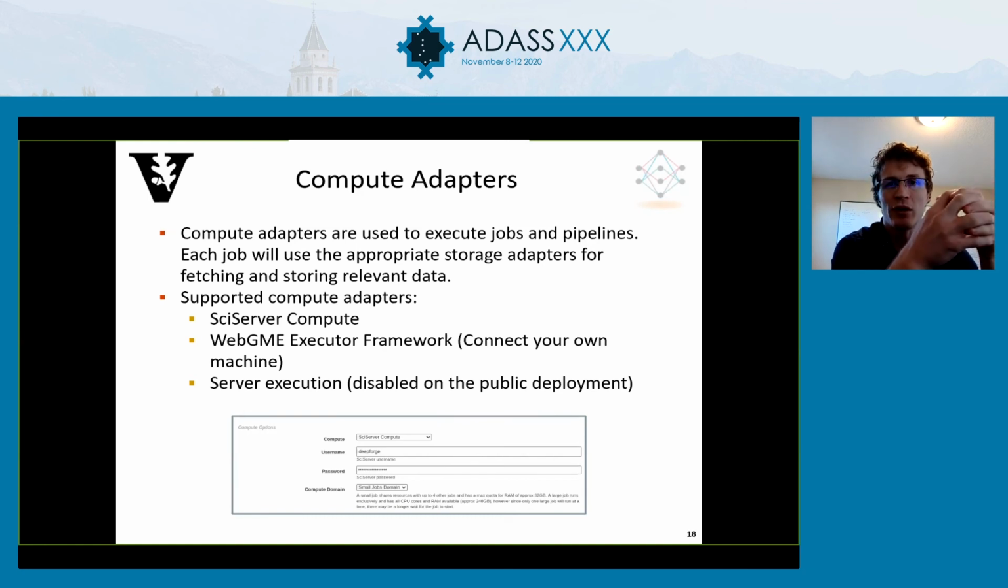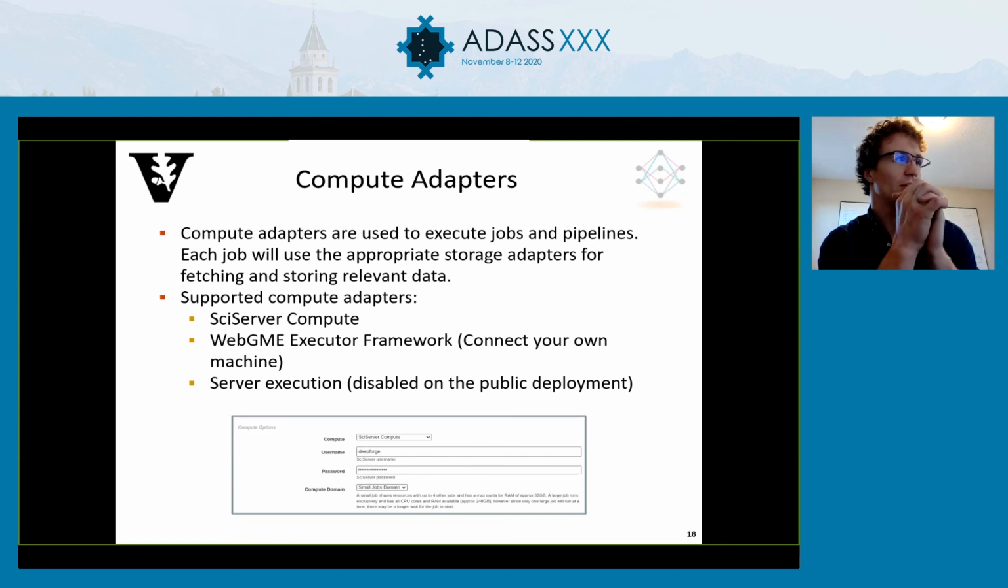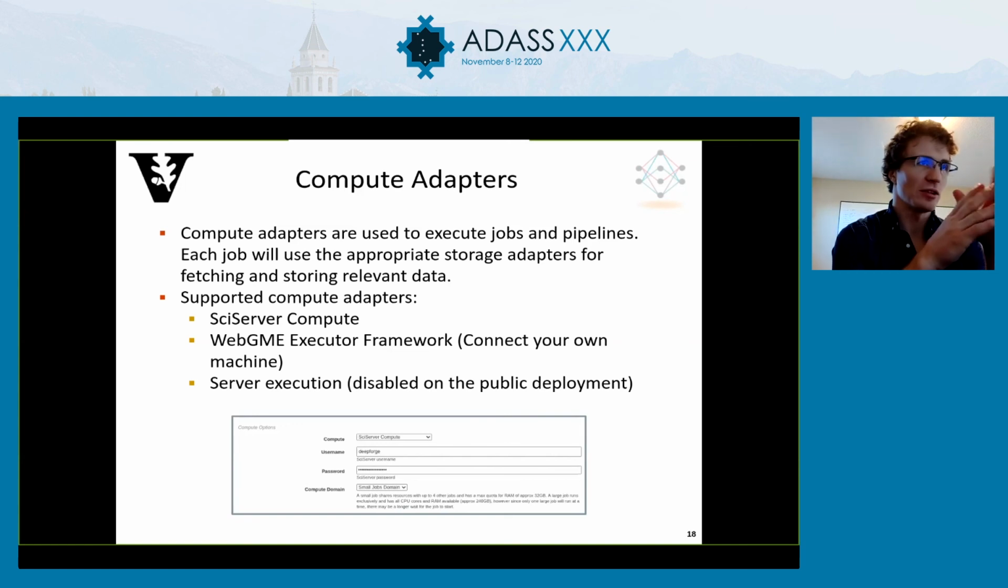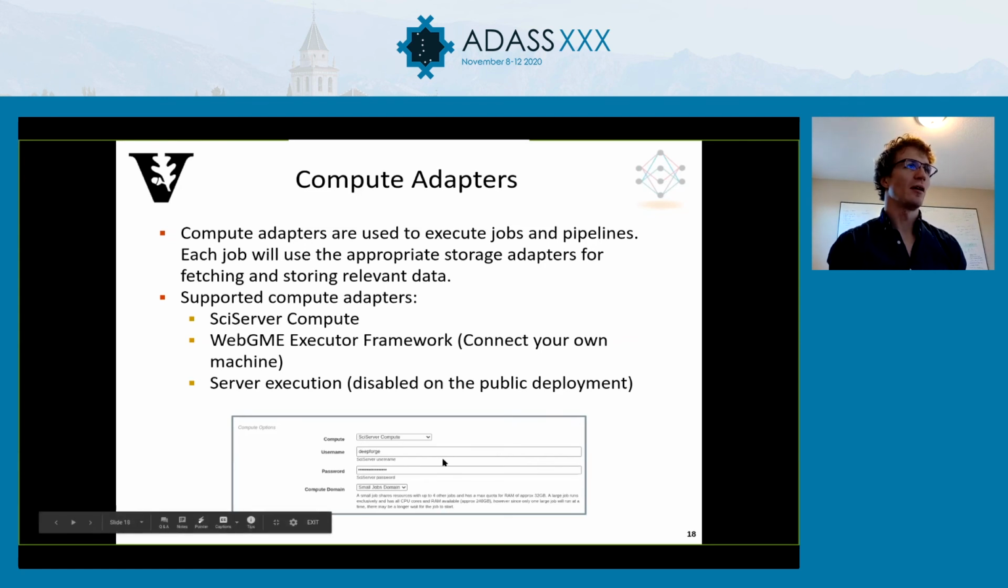The only thing DeepForge knows about it is the metadata that I showed before from the artifact index, where I clicked on that little information icon when I was looking at the artifacts. Currently we only have 3 compute adapters that are supported: SciServer Compute, WebGME Executor Framework, which lets you again connect your own machine, and then server execution, which is of course disabled on the public deployment because that would have pretty serious scalability issues. Now I showed a little screenshot of the compute subsection when you're executing a pipeline. Here.